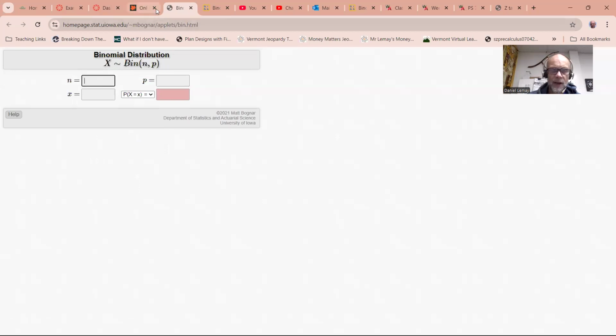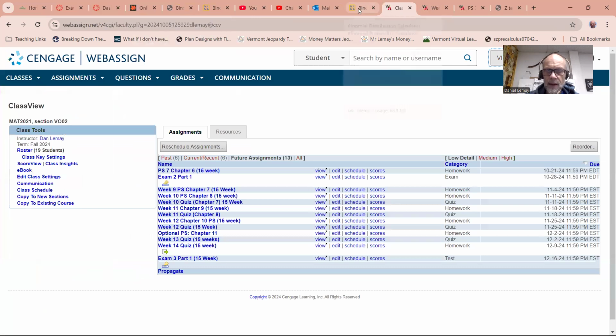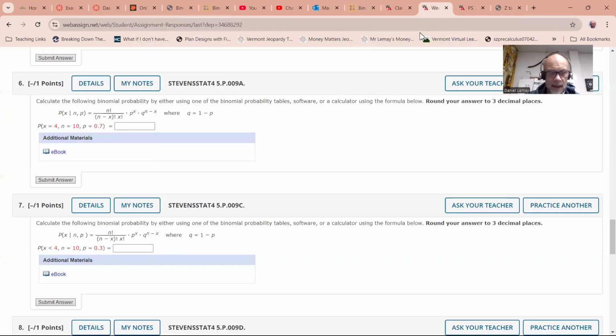Let me go back and look at what they're asking us. So it's less than 4. X is less than 4. It doesn't include 4. So X is less than 4, N is 10 again, and the probability is 0.3 this time. So if I go back to that histogram calculator, let's see where it's at.